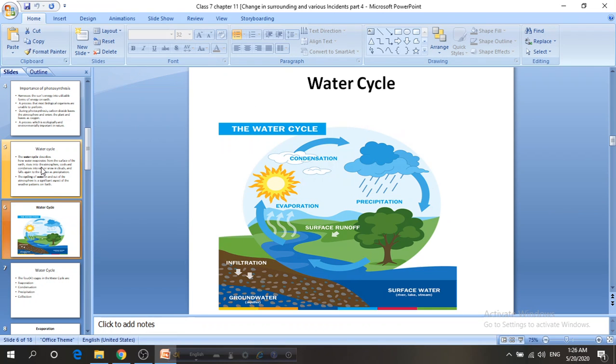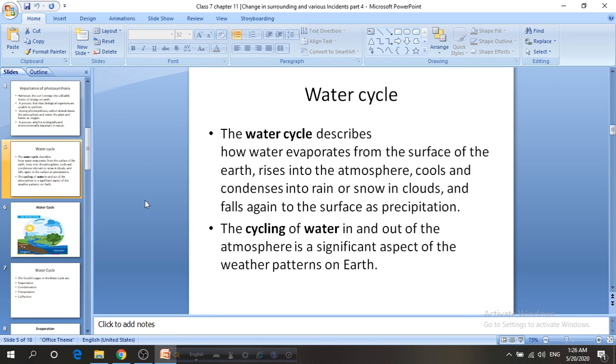The next topic we are going to discuss is the water cycle. What is the water cycle? The water cycle is a process which describes how water evaporates from the surface of the earth, rises into the atmosphere, cools and condenses into rain or snow in clouds, and falls again to the surface as precipitation.